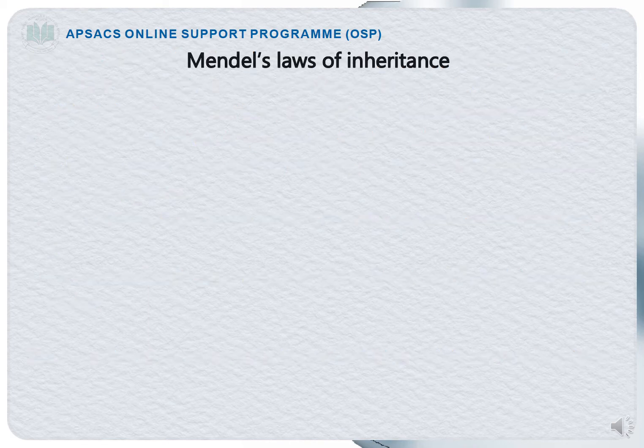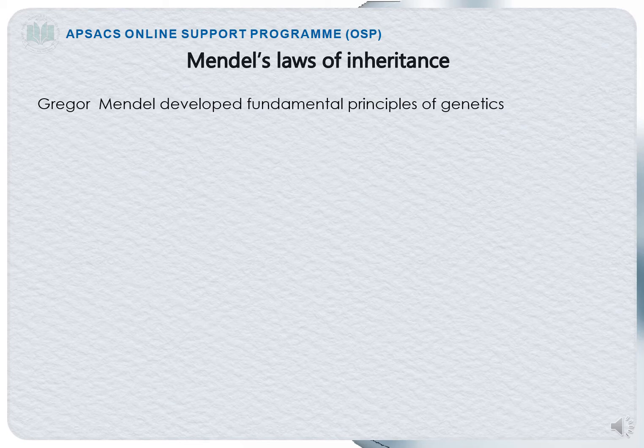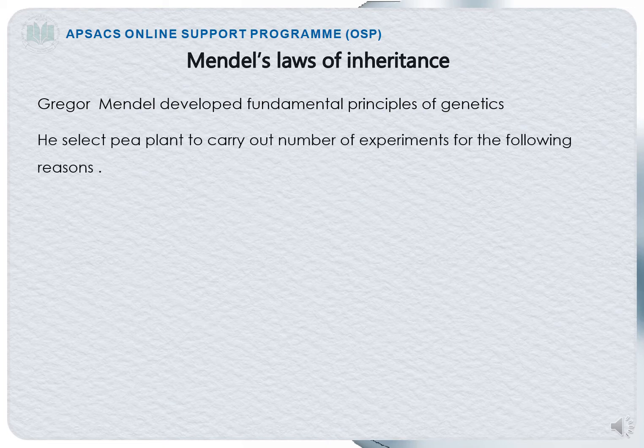Mendel's laws of inheritance. Mendel was a monk and he lived in Austria. Mendel developed the fundamental principles of genetics. He studied and worked on the pea plant and he selected the pea plant to carry out a number of experiments. But the question arises, why did he select the pea plant? So Mendel gave the reason for this selection.